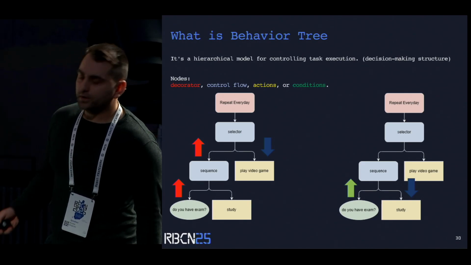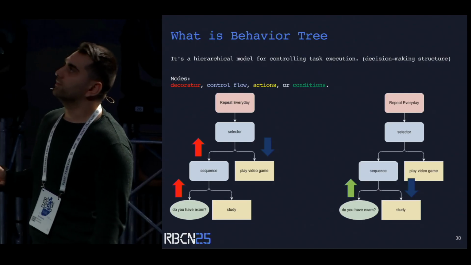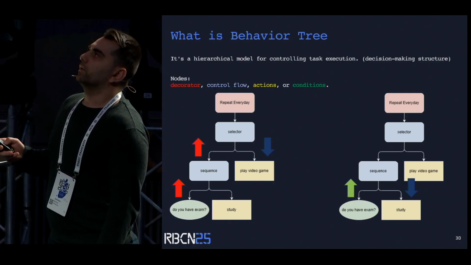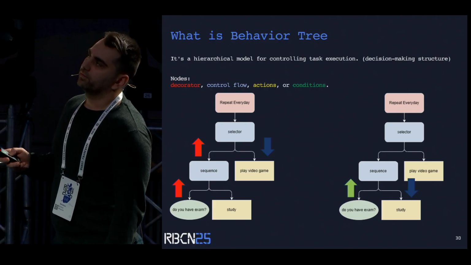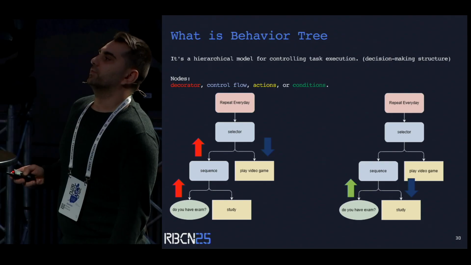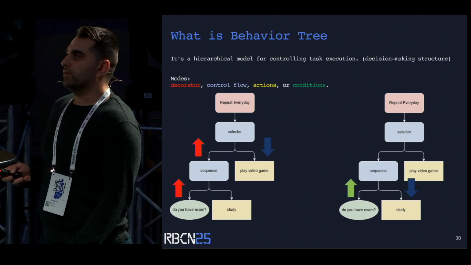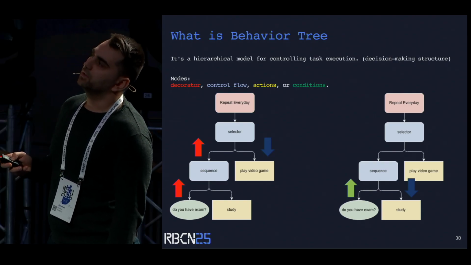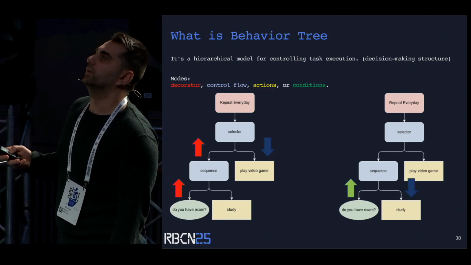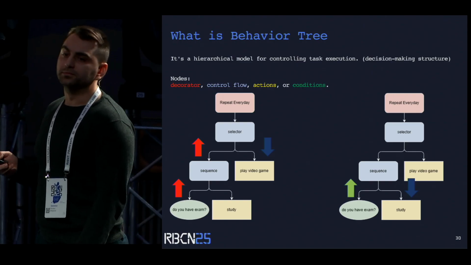So if we go to our example, as we said, the curator, I will be executing this one every day. One should pass. I will be executing this one, sequence. All should pass. And I will be executing, do you have exam? It says no. And sequence, okay, all should pass. Then I didn't pass. I say the selector, I didn't pass. Selector goes to the second one. I play game. Yoo-hoo.